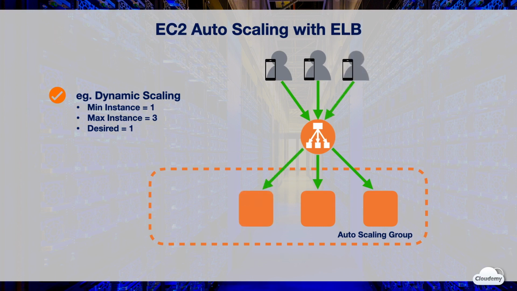Auto scaling launches additional instances, based on the incoming traffic, until reaching the maximum number of instances defined in the auto scaling group. Once the auto scaling group has reached the maximum number of instances, it won't add any new instance, even if there is more incoming traffic.